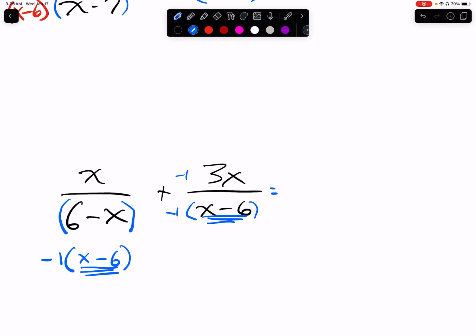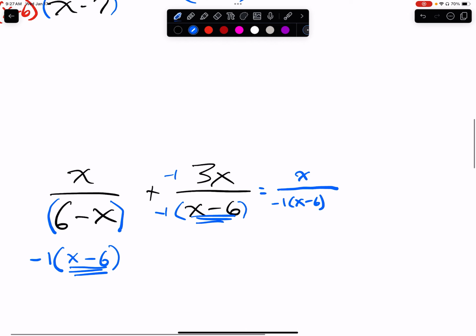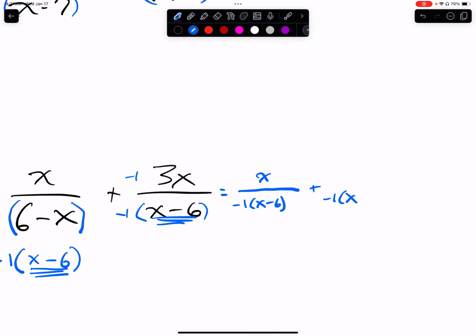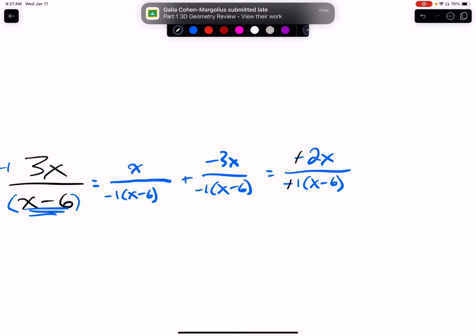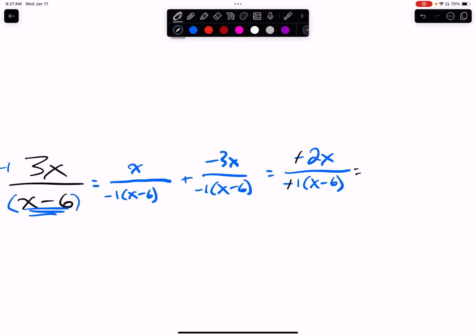Okay, so now what we can get here is negative 1 times x minus 6. And then over on the right-hand side, we're going to get plus negative 1 x minus 6 over minus 3x. Okay, so our last and final step here would be x minus 3x is negative 2x divided by negative 1x minus 6. And you can see here that a negative divided by a negative becomes a positive. So our final simplified version of this would be positive 2x over x minus 6. And then we are done.